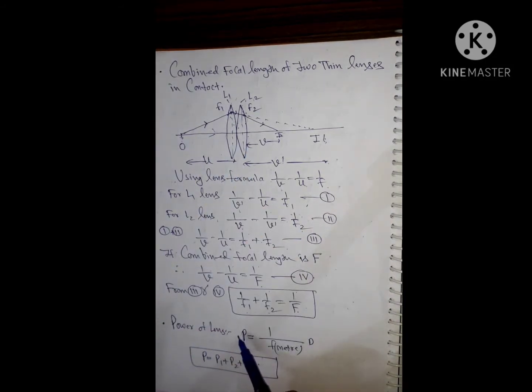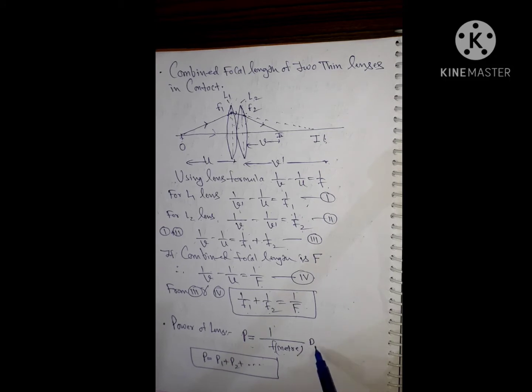Power of lens, P, is equal to, as per the class 10 standard definition, 1/F. F should be in meters and the unit of power is the diopter. Combined power P is equal to P1 plus P2 and so on. And power of a lens means more deviation of light by the lens; more deviation means more power.